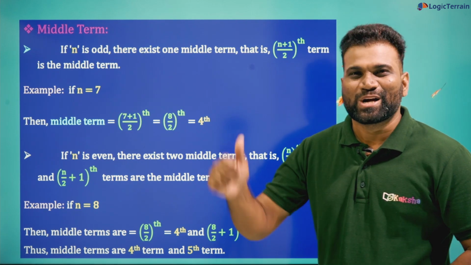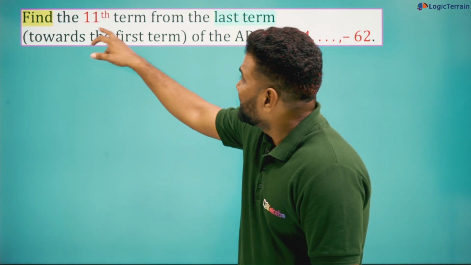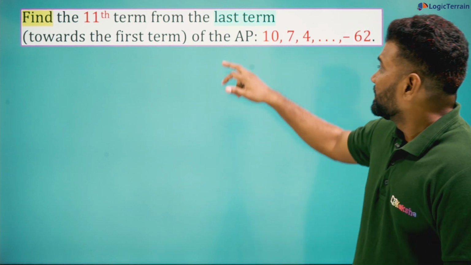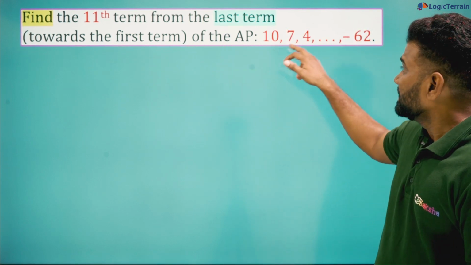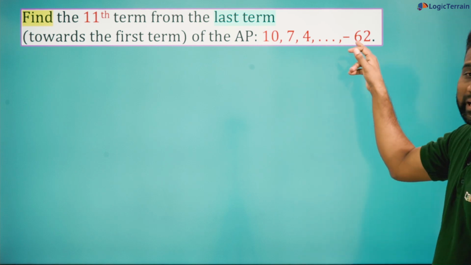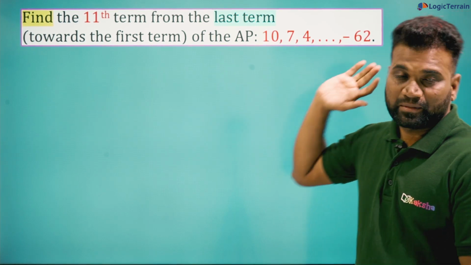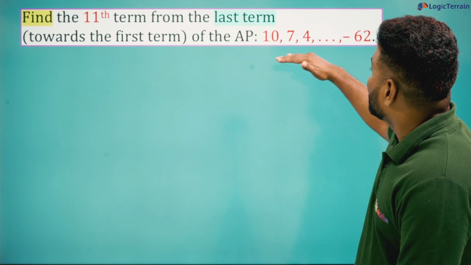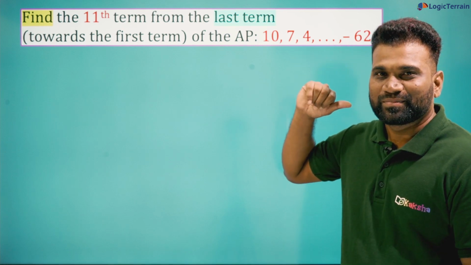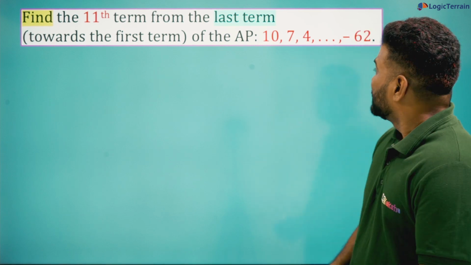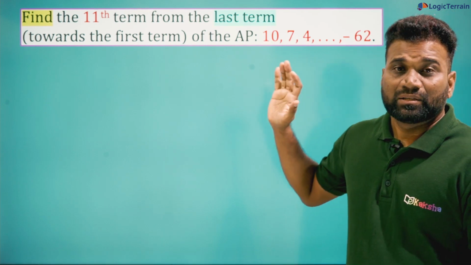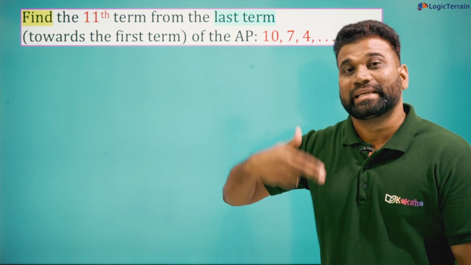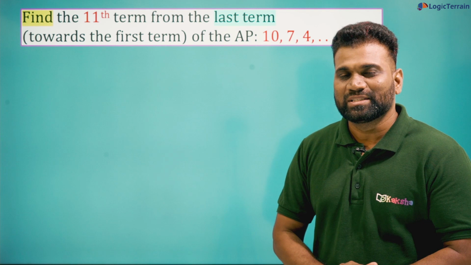Are you ready? Okay. The statement is, find the 11th term from the last term, that is towards the first term, of the AP 10, 7, 4 and so on, negative 62. Here we are given an arithmetic progression. Now tell me, we have two formulae. Which one is apt to solve this problem? Yes, you're right. Here we are given the last term, but we are not given the number of terms in this sequence, that is n. So we cannot use the first formula, so we can use the second one.